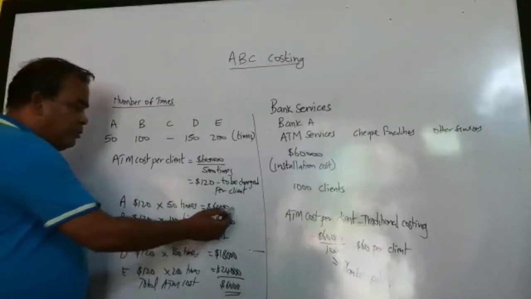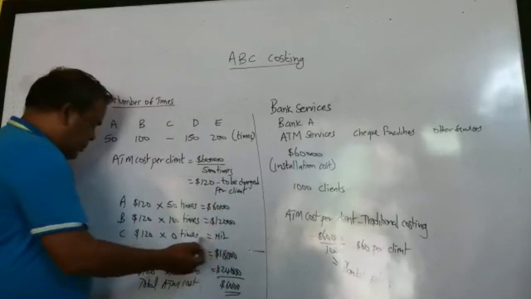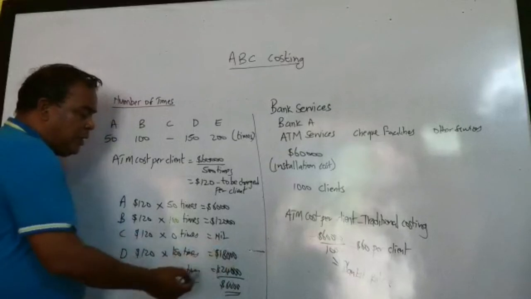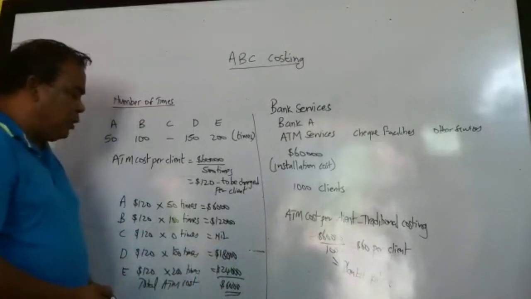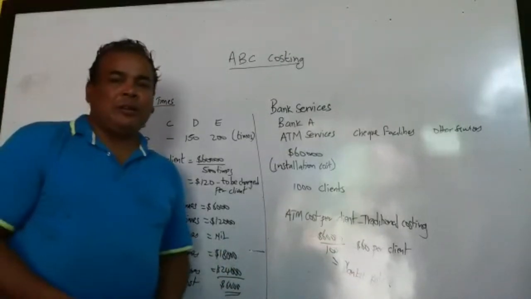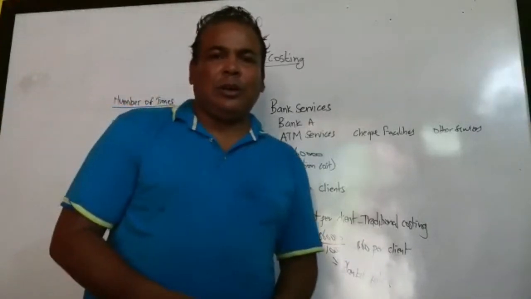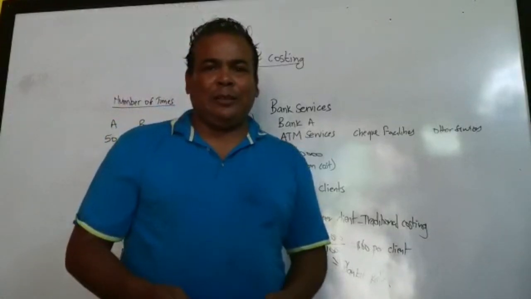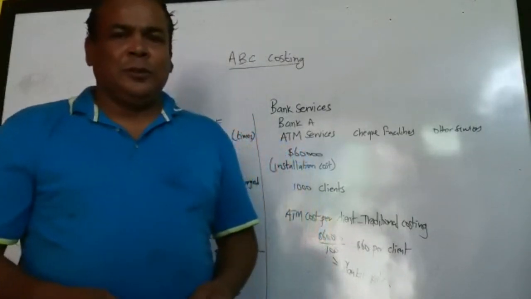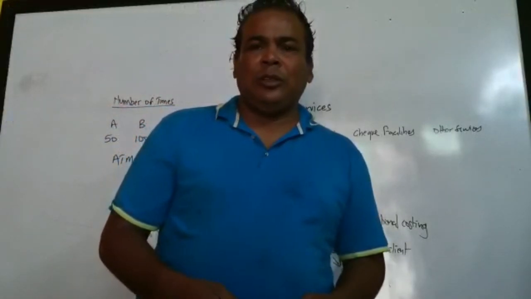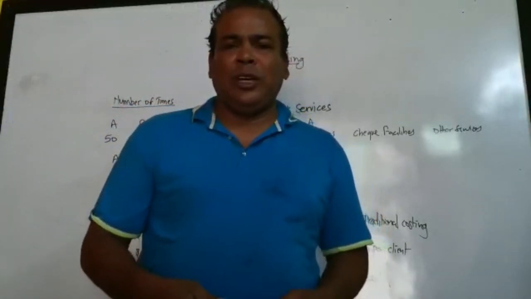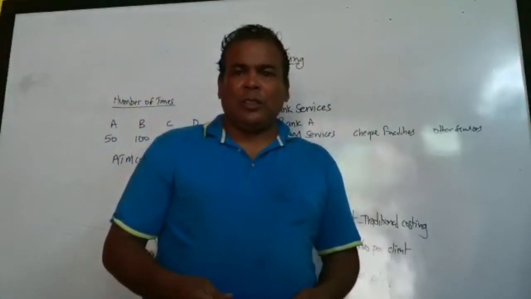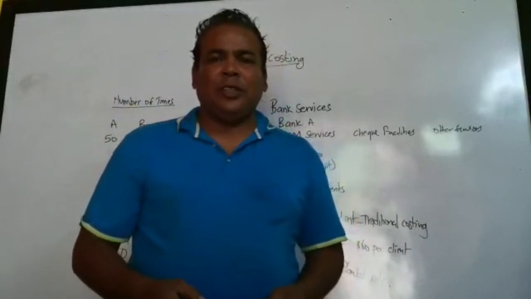The clients will have to pay: A $6,000, B $12,000, C will not be charged any amount, D will have to pay $18,000, and E will have to pay $24,000. There will be no issue. The clients will agree to pay because they have used the ATM services. But if we charge a client who is not using the ATM service, it will be a discrimination against this client, so he may be demotivated and close his account at the bank and go to another bank which is using activity-based costing.